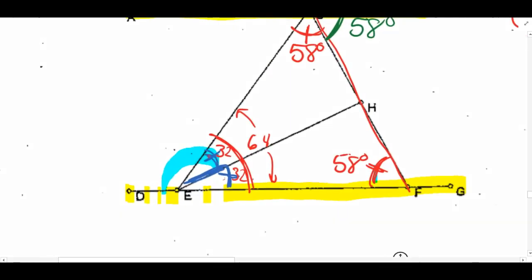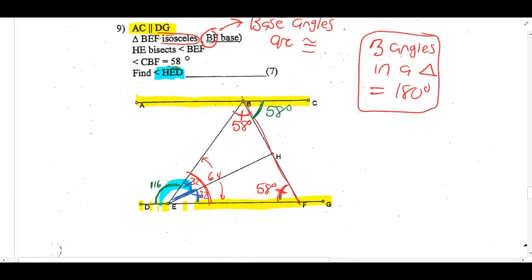There we go. Now this last piece right here, I really am out of colors here. I'll use green again. So this angle here and the two little blue ones always make a straight line. So once I know that, we're going to just take 180 and subtract 64 from it. That makes the green portion 116. So HED is the combination of one of these little blue guys and this green guy. We're essentially just going to add those two together. That's going to give me a grand total of 148 degrees.